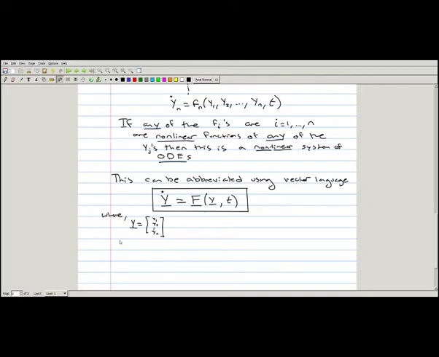y is all of the functions y1 through yn of t, and the function f of y comma t is the vector of functions f1 of y1 to yn comma t, f2 of y1 to yn comma t, all the way down to fn of y1 to yn comma t.